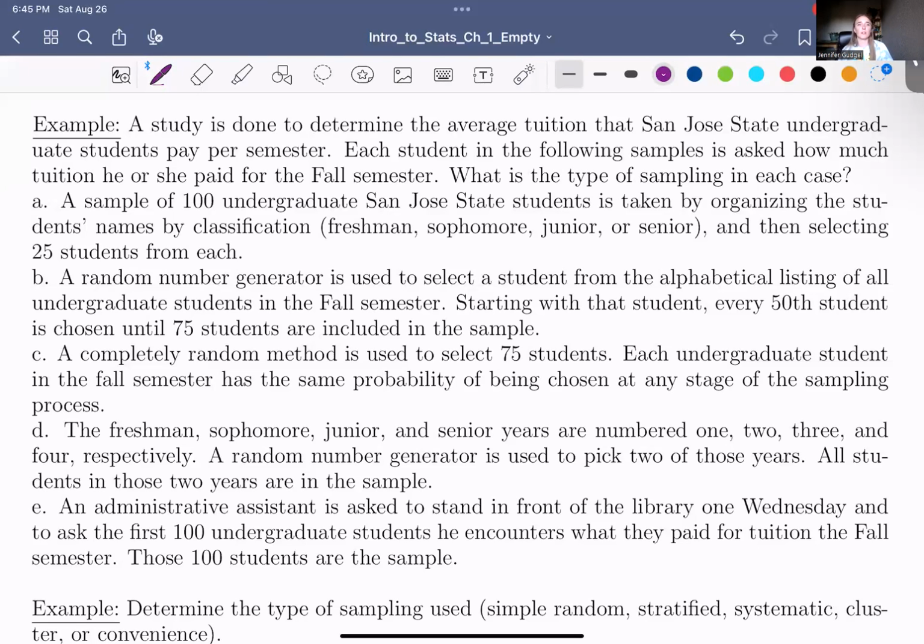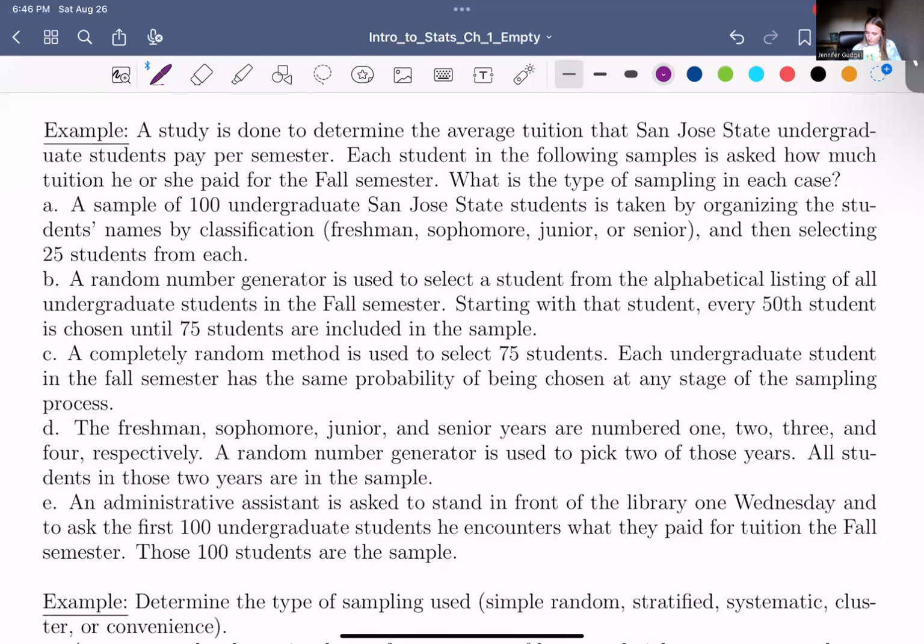A sample of 100 undergraduate San Jose students is taken by organizing the students' names by classification, so freshman, sophomore, junior, senior, and then selecting 25 students from each. Note that we're talking about a classification. This is a grouping. So we broke into 4 groups. So it's automatically going to be either stratified or cluster because we're starting the process by talking about a grouping. From the groups, we take 25 students from each. So we're taking some from each of the groups. That was going to be our stratified.